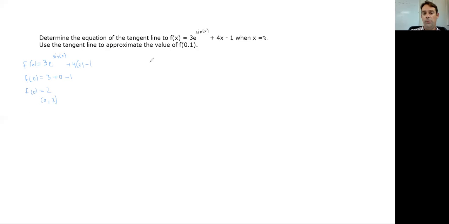We just need to know the slope, so we deal with the derivative here. So we have our function 3e^(sin x) times the derivative of that exponent, which is cosine of x, plus 4. And the derivative of -1 is 0. So we're going to evaluate this here for 0.